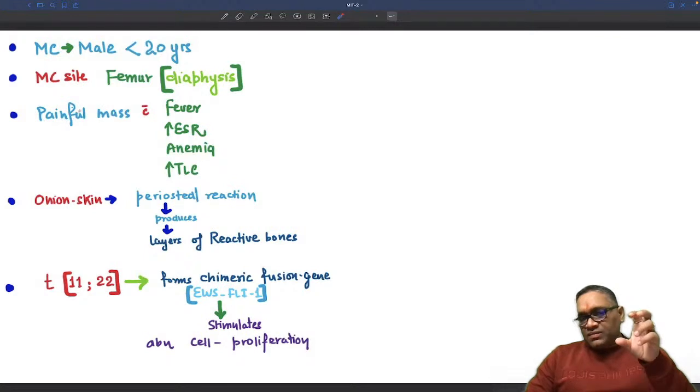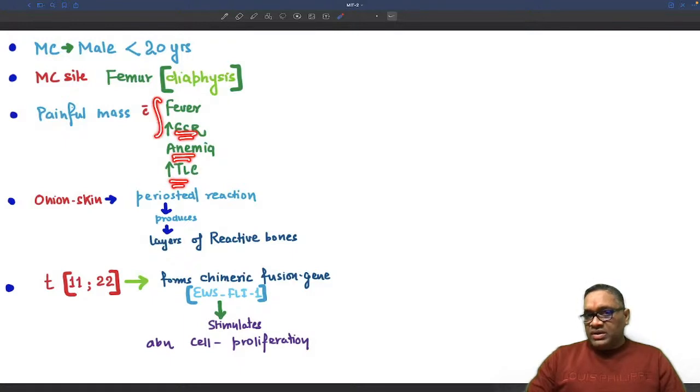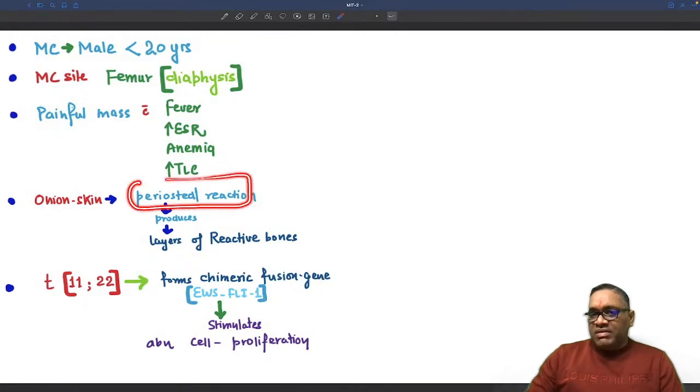And what is characteristic of Ewing sarcoma? This patient will be coming with a bone tumor which is painful, and they will have systemic illness presentation like fever, ESR increase, anemia, and total leukocyte count increase. That is the characteristic presentation of Ewing sarcoma. And on radiological examination, you are going to see an onion skin appearance. The onion skin appearance is because of periosteal reaction, which produces layers of reactive bone, right?